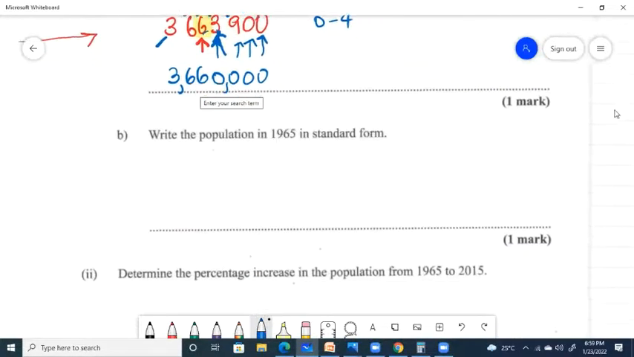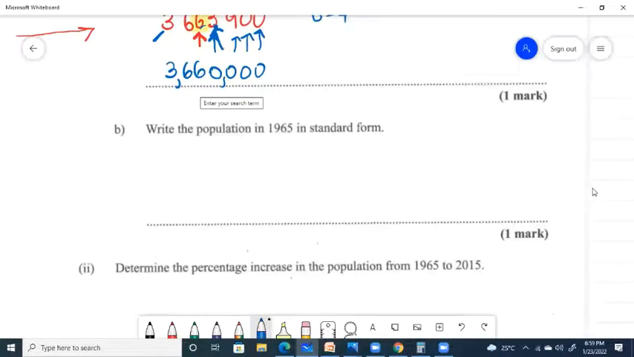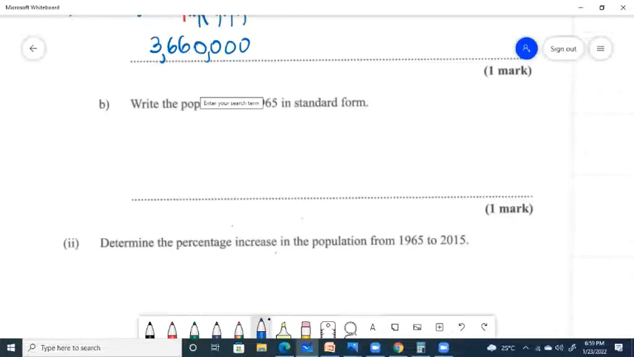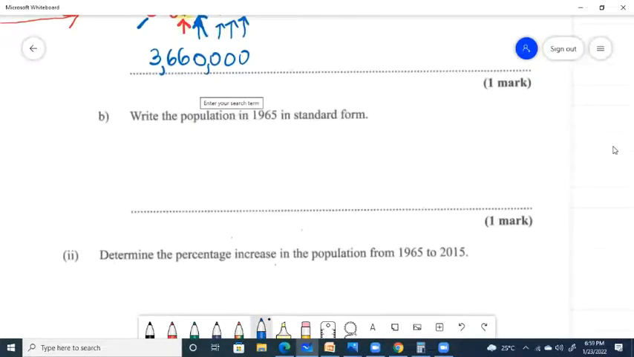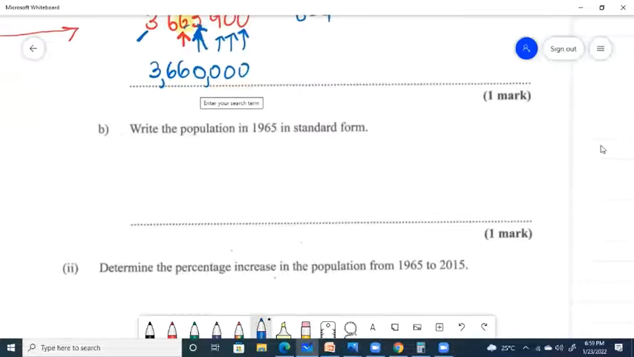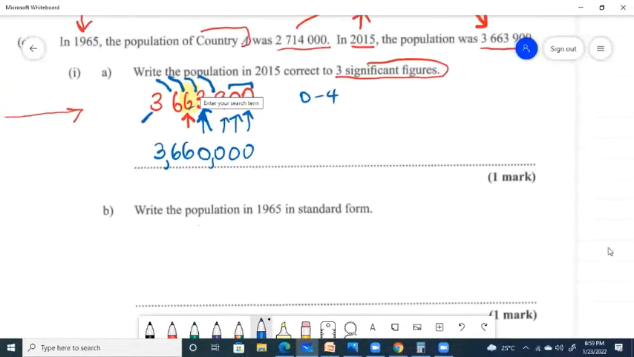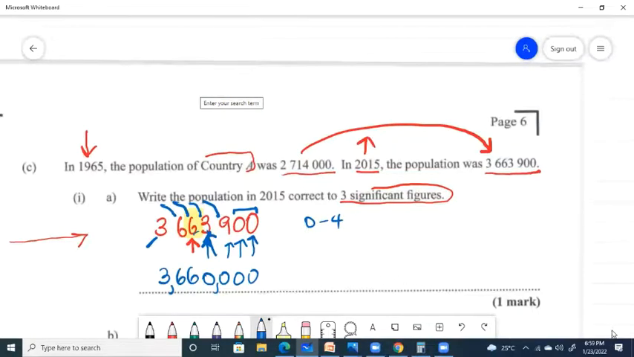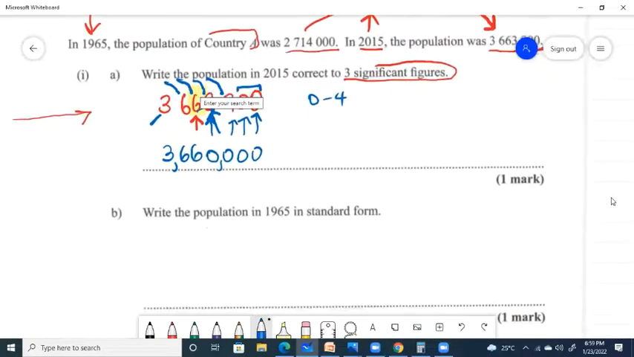All right, let's go up again, everybody. Write the population. Here's the thing now. It says, write the population in 1965 in standard form. Remember the concept of standard form. So 1965. So we're going to write, where is it? Oh, 2714 with some zeros.